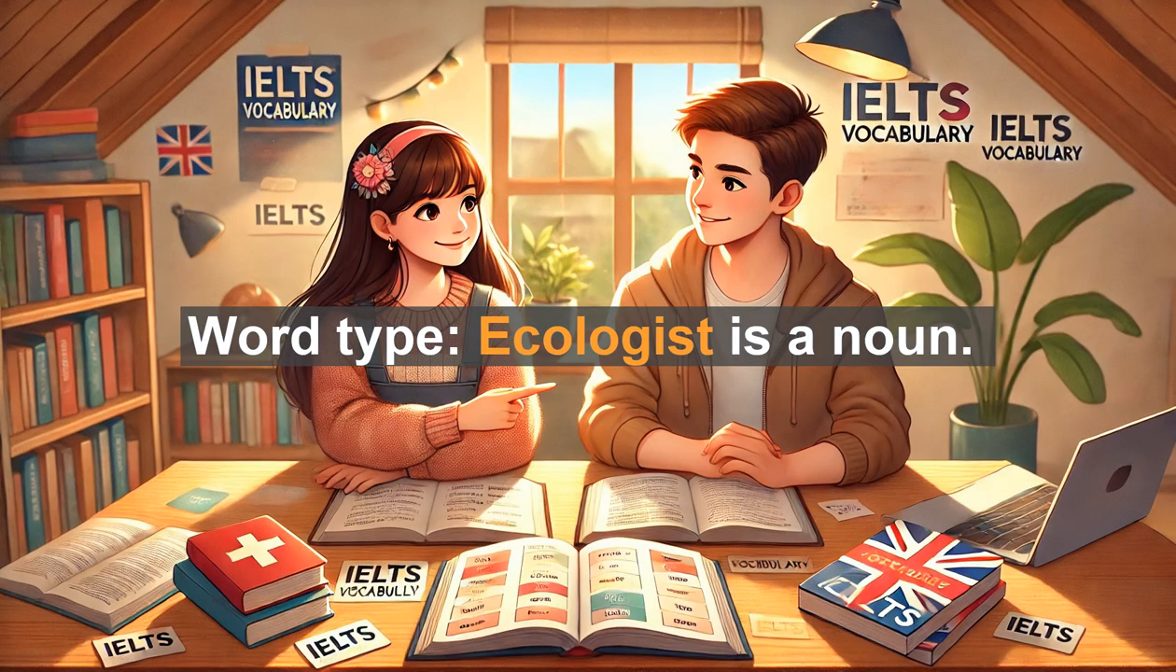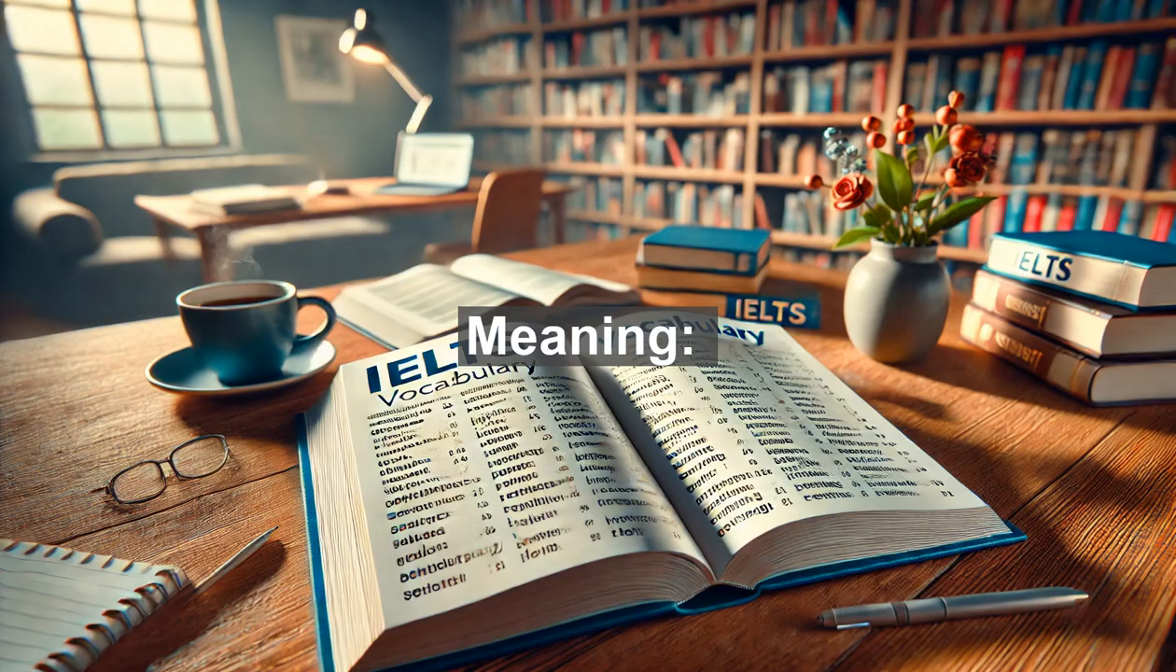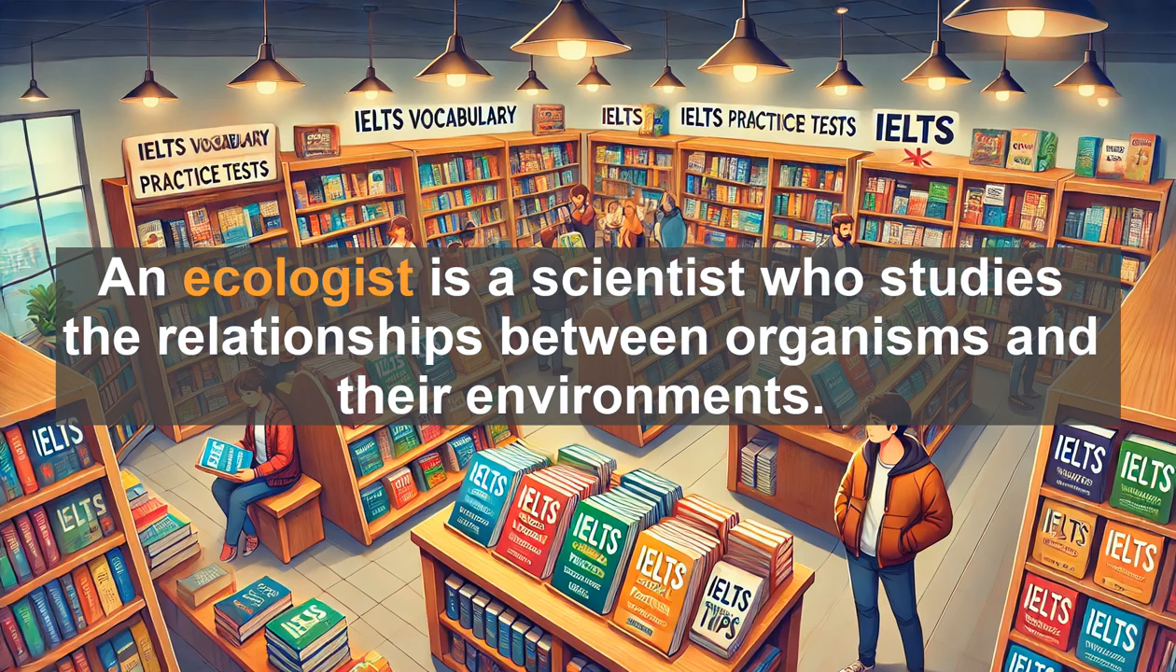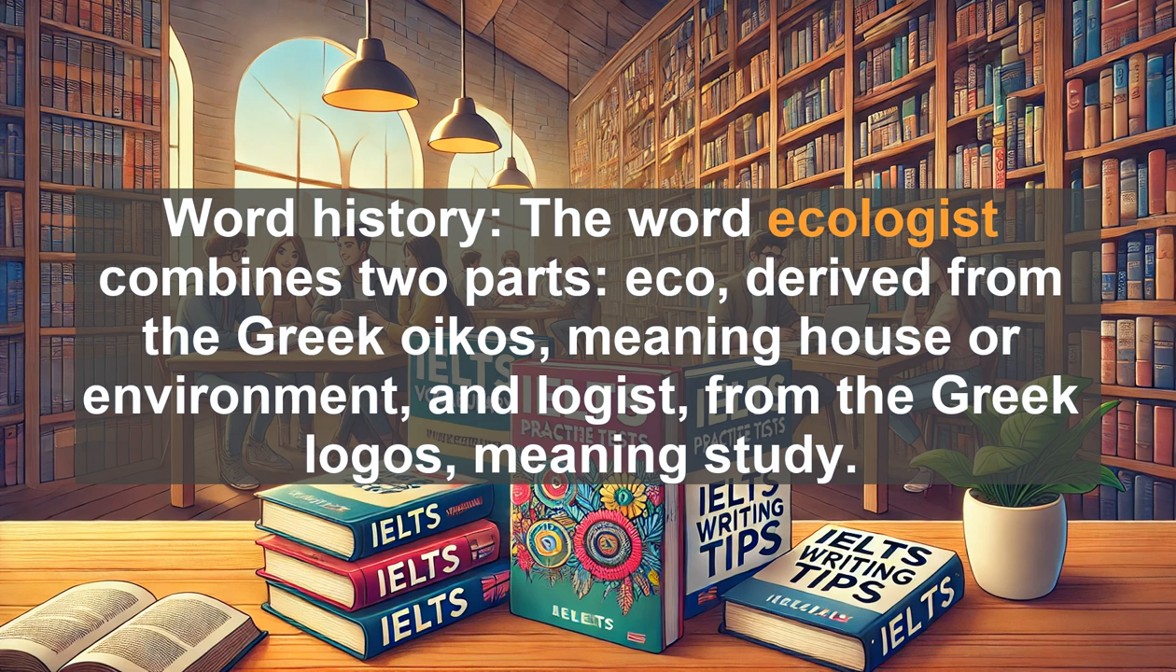Word type: ecologist is a noun. It refers to a person, specifically a scientist who studies ecology. Meaning: an ecologist is a scientist who studies the relationships between organisms and their environments. They examine how living things interact with each other and with their physical surroundings, including factors like climate, geography, and human influence.